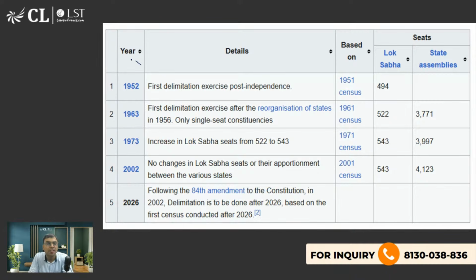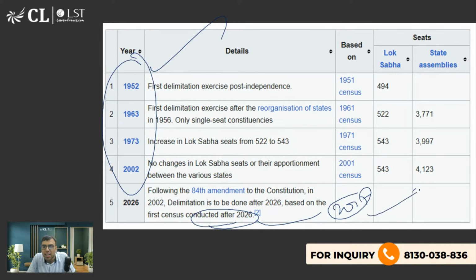So currently we have 4 delimitations that have been done. The next one will come after the 2026 census, means 2027 will be having the census, so maybe in 2028 a delimitation commission will be set up and they will recommend. Now what is problematic? क्या नहीं समझ में आया?